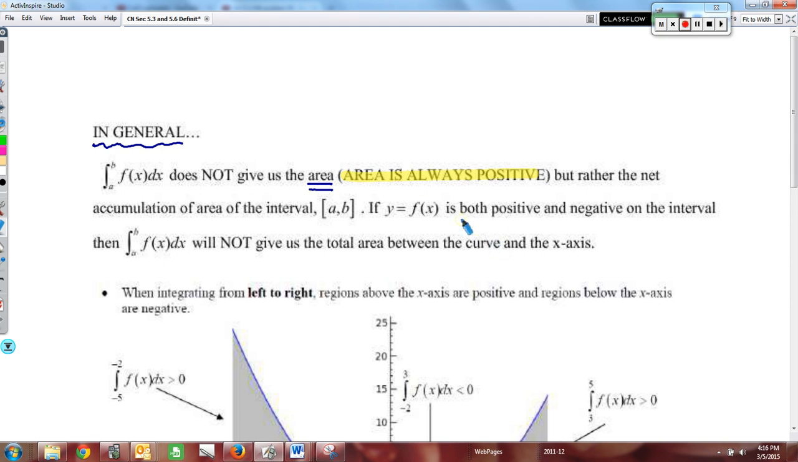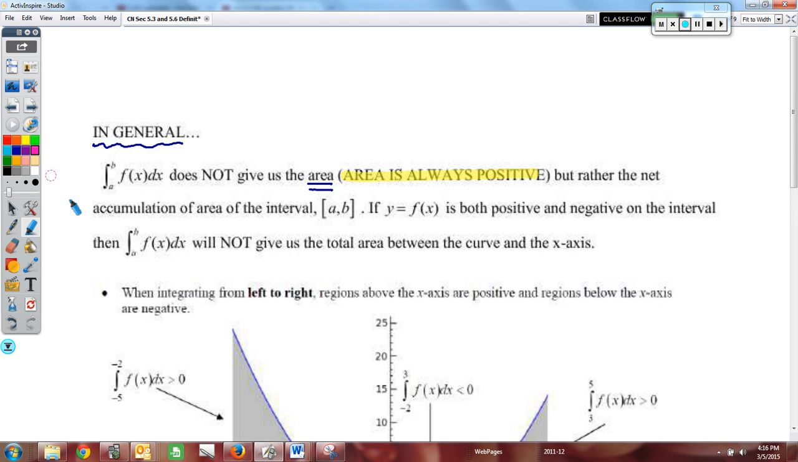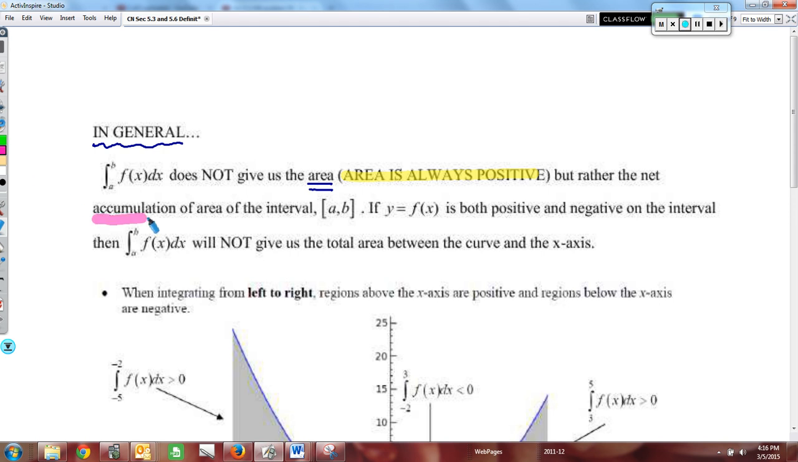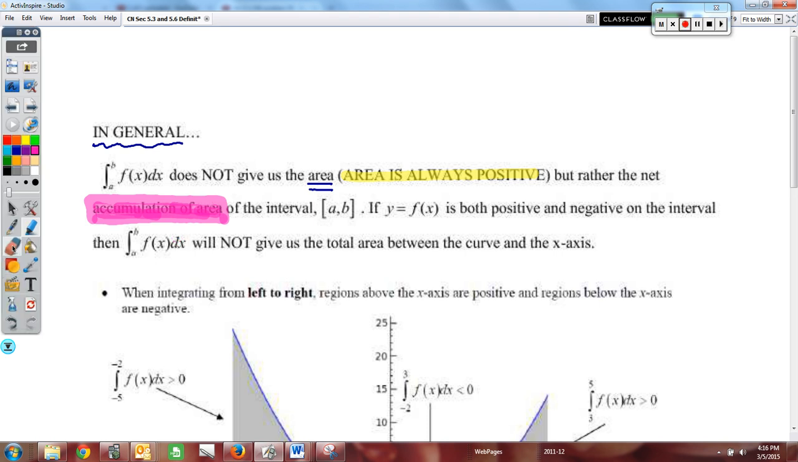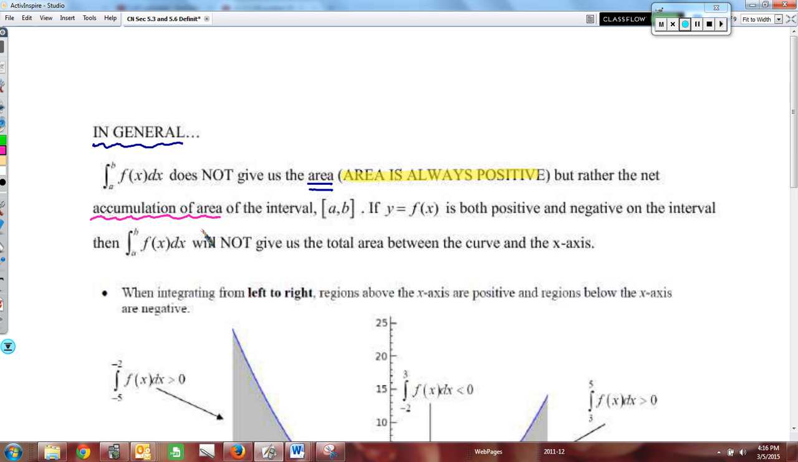But let's talk about a new phrase that we want to talk about, which is accumulation of area. What do we mean by accumulation of area? You want to think of accumulation as kind of like a net difference, that you've added a certain amount of area to your function. And when I add that certain amount of area in, I'm accumulating area. It's like the difference between what I used to have and what I currently have.